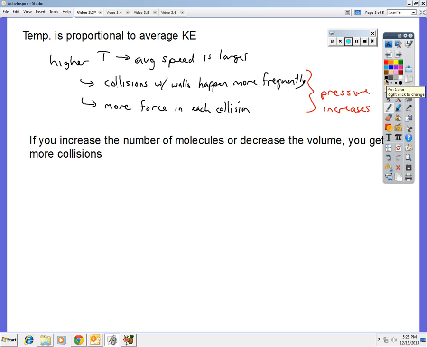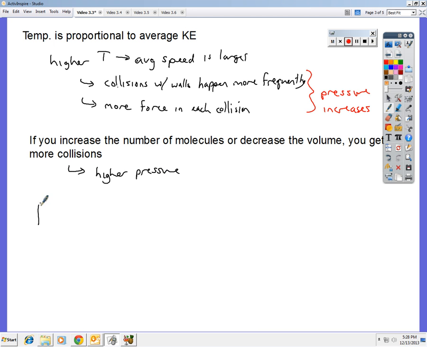Another thing that we can say is that if you increase the number of molecules or you decrease the volume, so you're basically increasing the density, that's going to cause more collisions with the walls, which will in turn cause higher pressure.